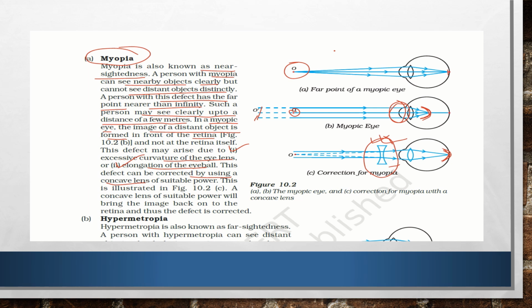Okay, so this is illustrated in this. Just please remember this diagram. It will make your learning process easier. And remember that this defect may arise due to excessive curvature of the eye lens and elongation of the eyeball as well. So once we are wearing the lens of suitable power, it will bring the image back to the retina, and thus the defect is corrected. So this is how myopia is corrected.